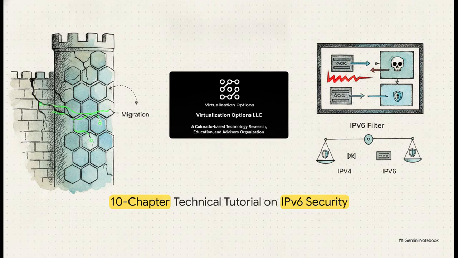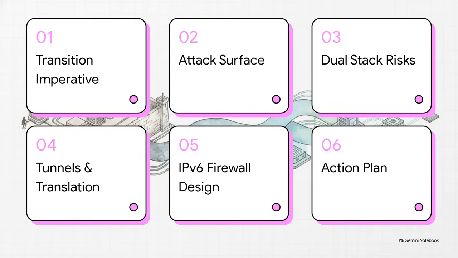We're extracting the absolute most imperative architectural controls, focusing heavily on security risks, firewall design implications, and a comparative analysis of transition technologies to get your network completely locked down. Here's our roadmap for Chapter 7.